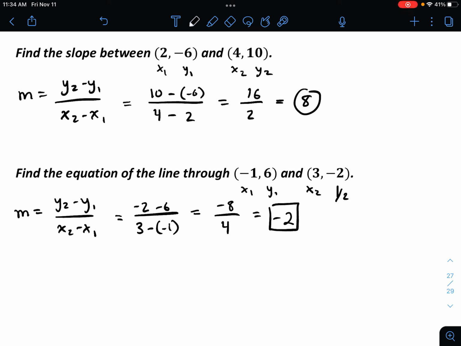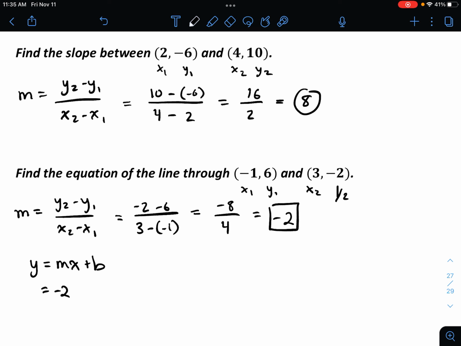So we've found the slope, but I don't know the y-intercept just yet. Just because these are y values doesn't make them the y-intercepts, because this is not where it crosses the y-axis. So I still have to find the y-intercept. If I think about my slope-intercept form, y equals mx plus b, we know the slope is -2. We just found that, so that's good.